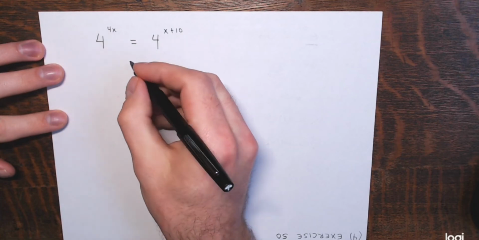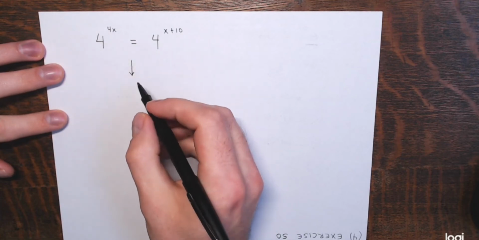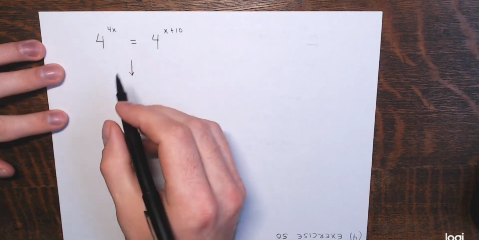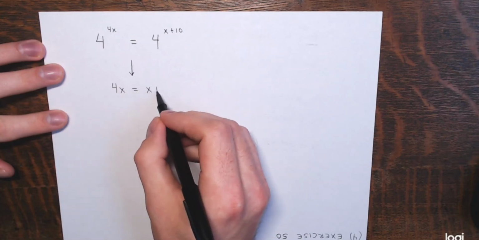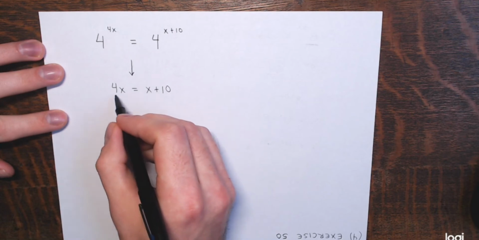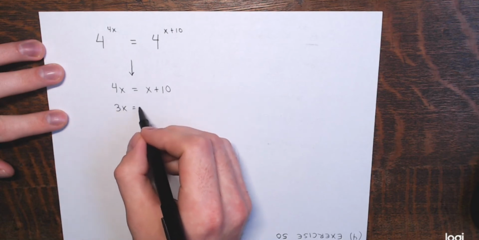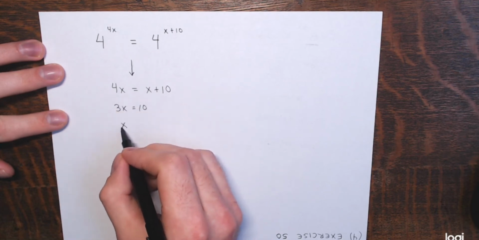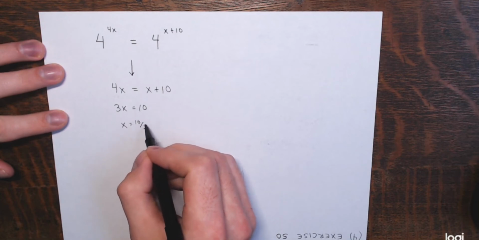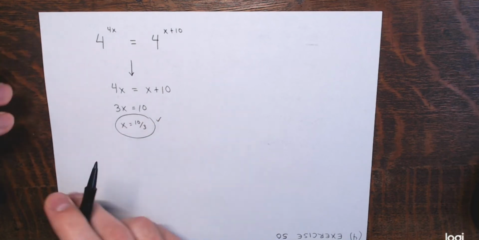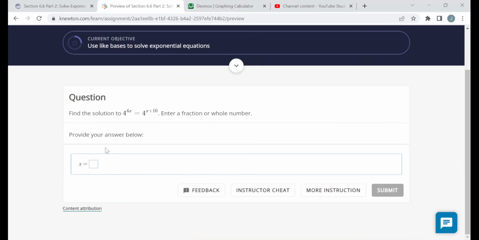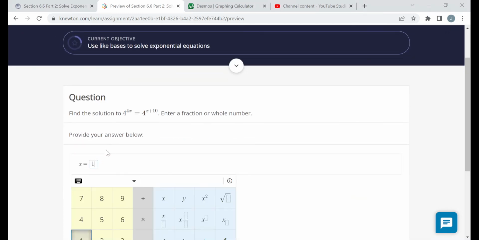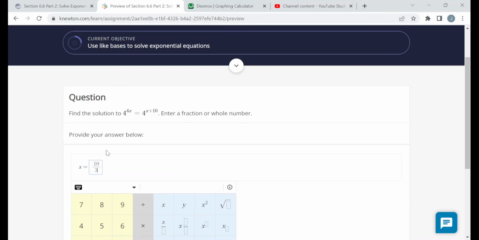So I can apply that one-to-one property and say, hey, the powers must be the same then. 4x must be equal to x plus 10. So then subtracting x, you got 3x equals 10. Dividing by 3, x must be 10/3. And there's your solution. Right? The value of x must be 10/3. And of course you can check that by plugging that back in for x in the original equation. See that you get the same number on both sides, but you know, you should.